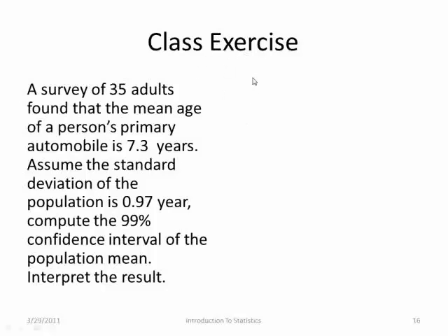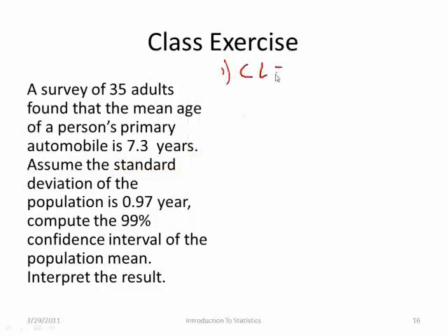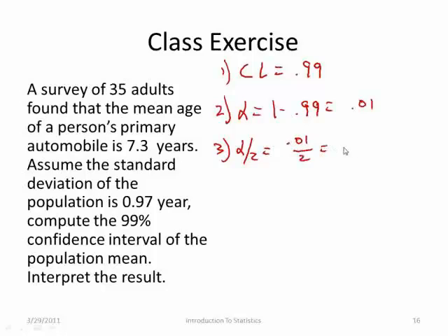So step number 1 says to determine the confidence level. Well, we already know the confidence level. So we know that the confidence level is 0.99. Step number 2, compute alpha. So alpha is 1 minus 0.99, which is equal to 0.01. Step number 3, alpha over 2 is 0.01 divided by 2, which is equal to 0.005. Step number 4 is to determine z sub alpha over 2.